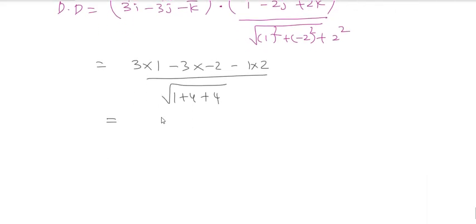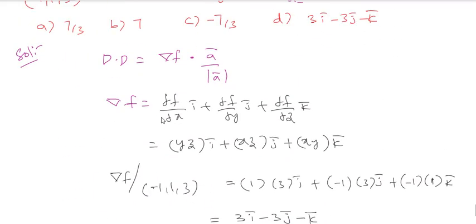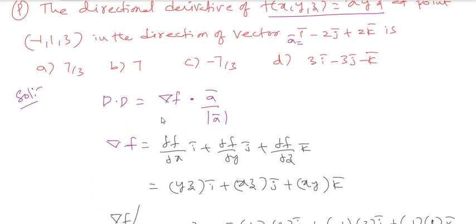Which is equivalent to 3 plus 6 minus 2. 3 plus 6, 9, 9 minus 2, 7. 7 divided by root 9, which is 3. So the answer is 7 by 3. Which option? Option A is the right answer. This is a simple problem. So in such a way you people have to solve the problem. Clear? Getting what I'm saying there?